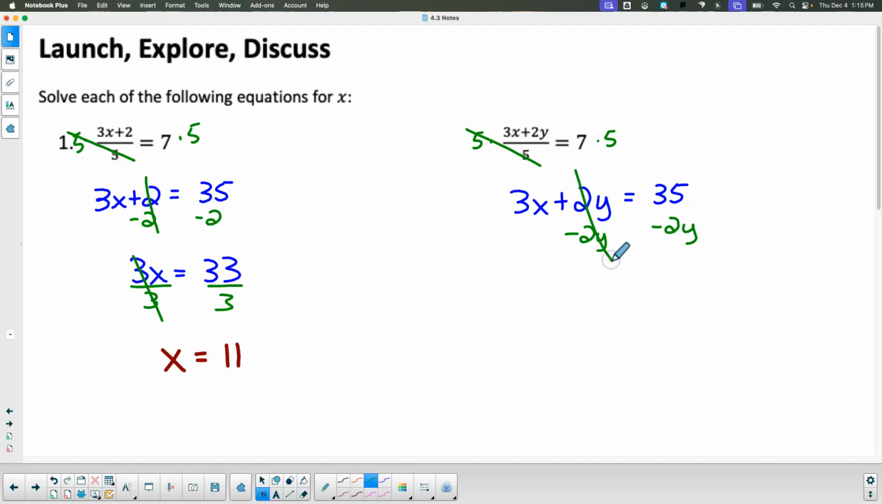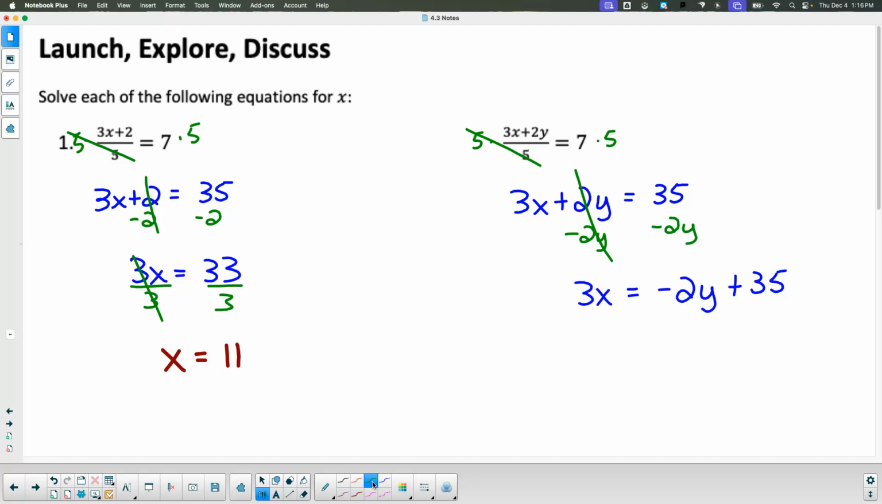Because that goes away. Can I combine this side? No, because those aren't like terms. So this is going to be 3x equals negative 2y plus 35. I would also accept 35 minus 2y there. With me on that? Okay. What would we do next to get x all by itself?